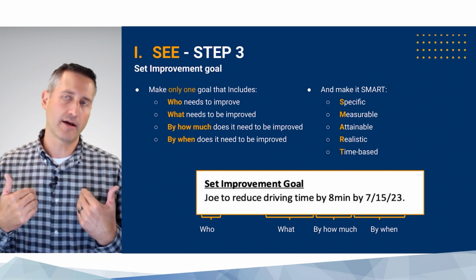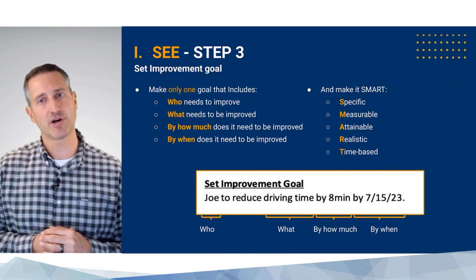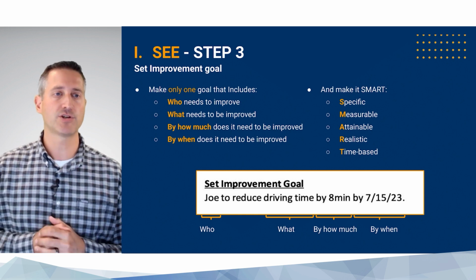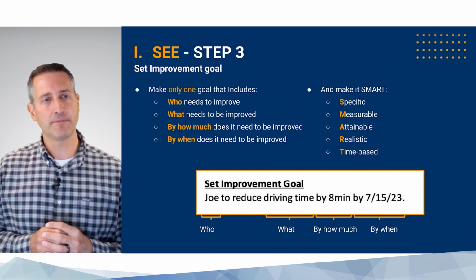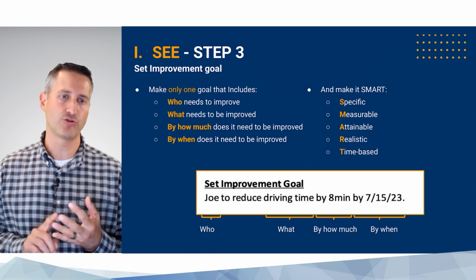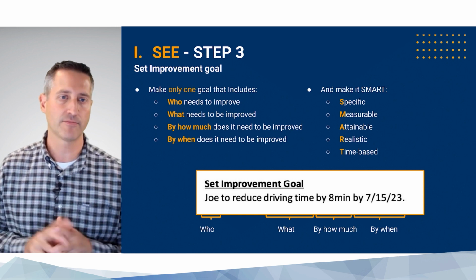But it doesn't mean we're going to knock out all 15 minutes, okay? And so we got to keep that in mind, and that's why step 3 is really setting the target, and we don't do it before we've done a little bit of current state evaluation. When we're setting a target, we should have a very simple statement. In this case, we've got Joe to reduce driving time by 8 minutes by July 15th, okay?